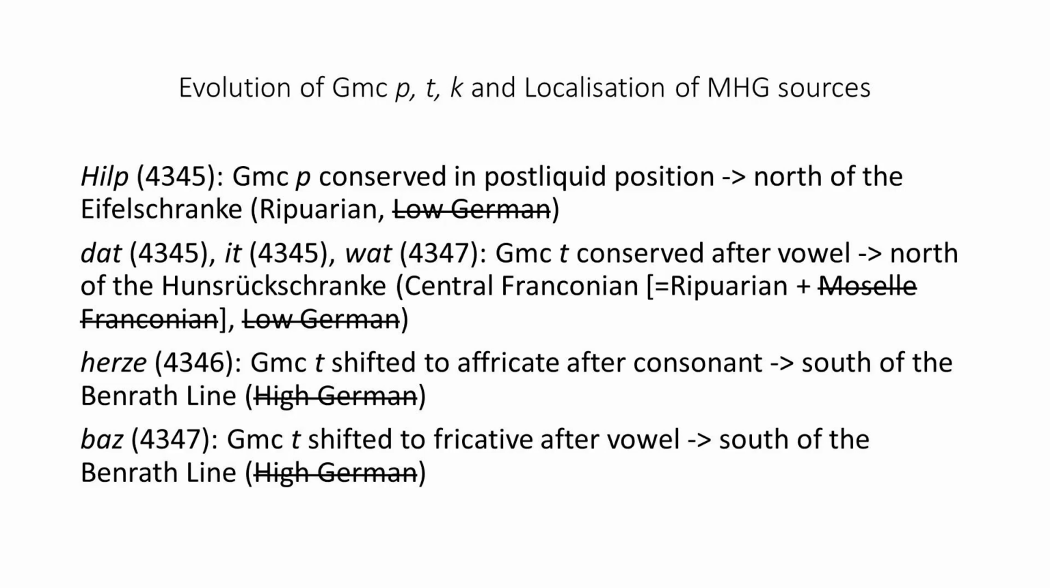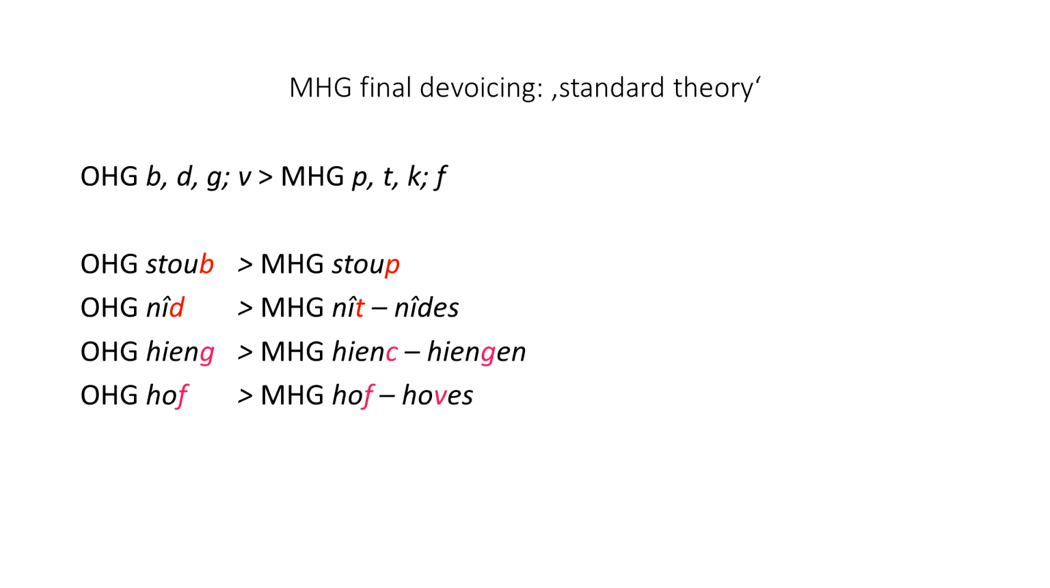Final devoicing. Final devoicing, the last development that we will deal with for Middle High German consonants, is often presented too simply in handbooks. It is usually stated that in final position, the Old High German voiced plosives b, d, g appear in Middle High German as voiceless plosives p, t, k, and that in the same position, the Old High German voiced labial fricative v appears in Middle High German as a voiceless labial plosive.